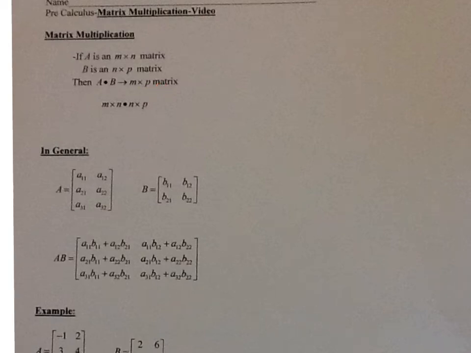So let's say I have matrix A, which is m by n, and B is an n by p. In order to multiply them, these two have to be the same. The last number in the order of the first matrix has to be the same number as the first number in the order of the second matrix. So those two have to be equal. And your resulting matrix, when you multiply A times B, the order will be m by p.